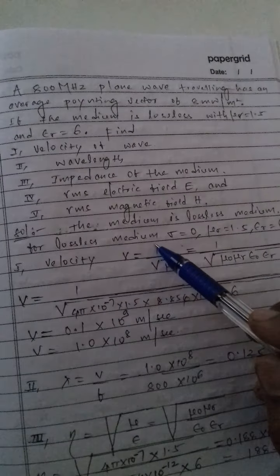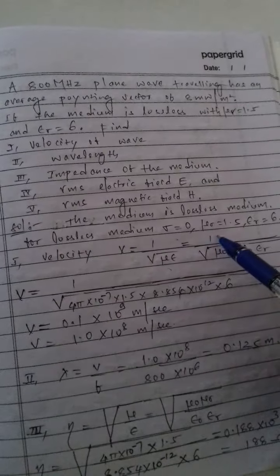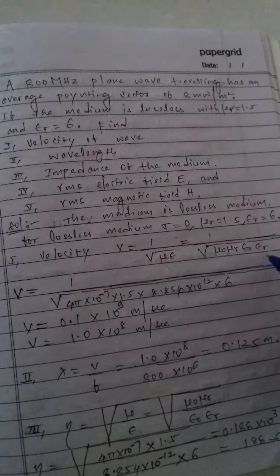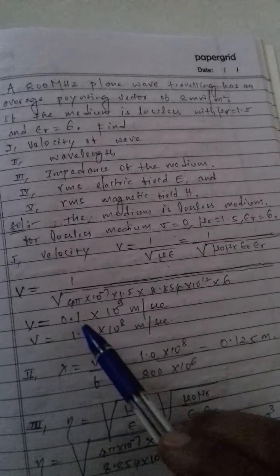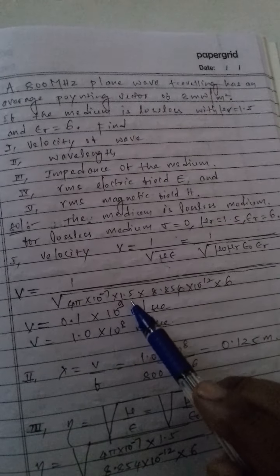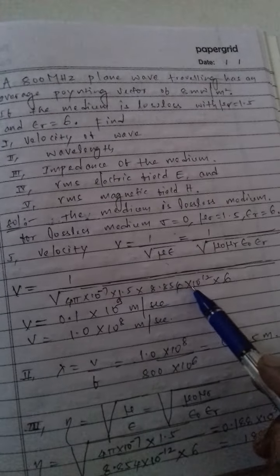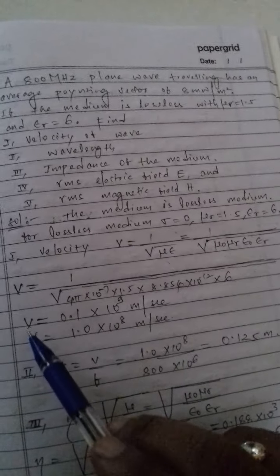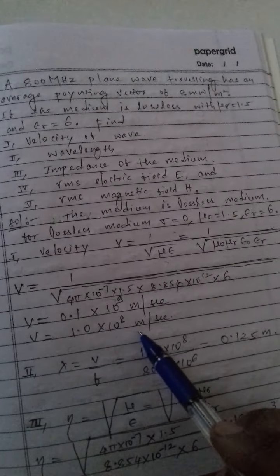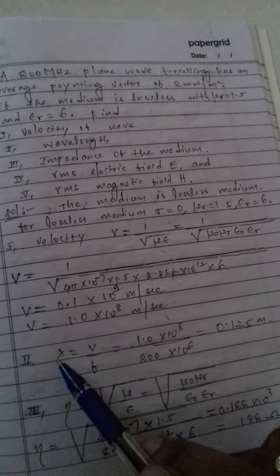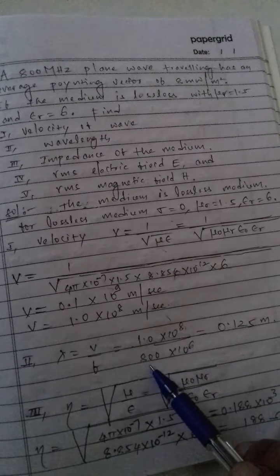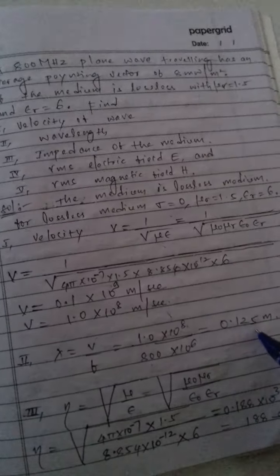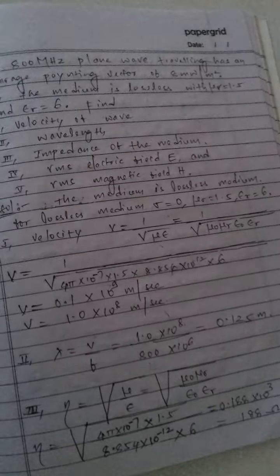Velocity v is equal to 1 upon square root of mu epsilon is equal to 1 upon square root of mu naught mu r epsilon naught epsilon r. From that, v is equal to 1 upon square root of 4 pi into 10 raised to minus 7 into 1.5 into 8.854 into 10 raised to minus 12 into 6 is equal to 1 into 10 raised to 8 meter per second. Lambda is v upon f is equal to 1 into 10 raised to 8 upon 800 into 10 raised to 6, is 0.125 meters.